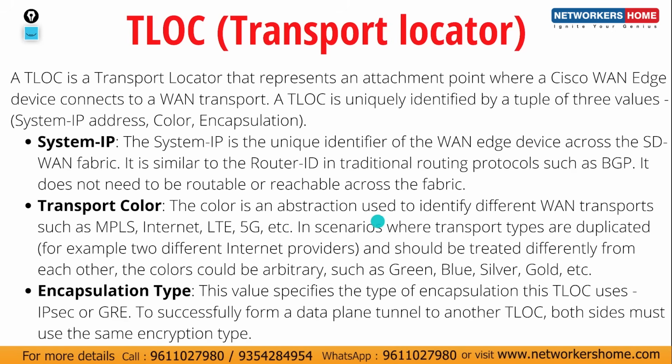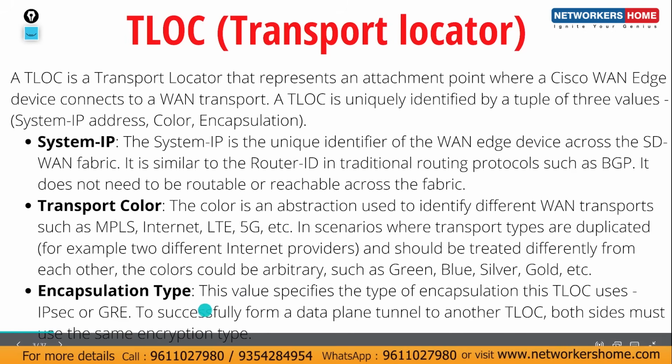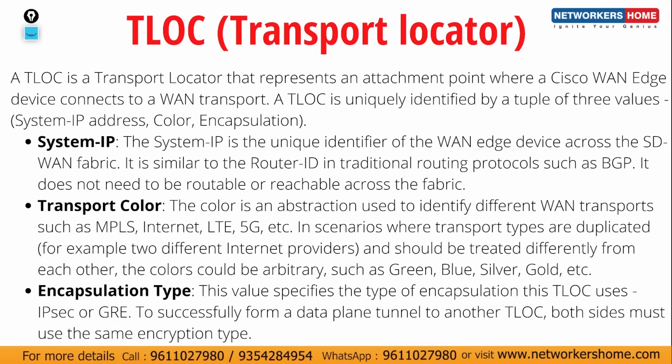Transport color, there are around 22 colors by default in Cisco, and these are basically defined as public colors and private colors. The purpose of this is that you can do a lot of advanced features based on the colors as well. Then encapsulation type, right? We need to know if the connection is using IPsec or GRE, etc.